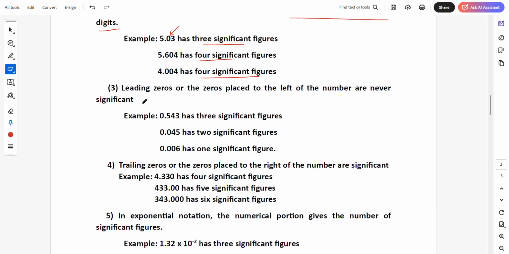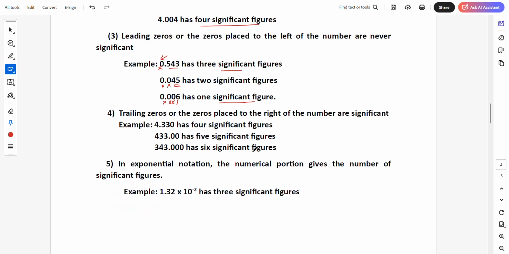Now third one: leading zeros, the zeros placed to the left of the number, are never significant, like this 0. How many? 1, 2, 3. It has 3 significant figures. This you should not count. And here also these two are not counted, because leading zeros placed to the left of the number are never significant. 4, 5 has 2 significant figures. Here how many? 3 significant, has 2 significant. Here only 1, because these zeros are not counted.